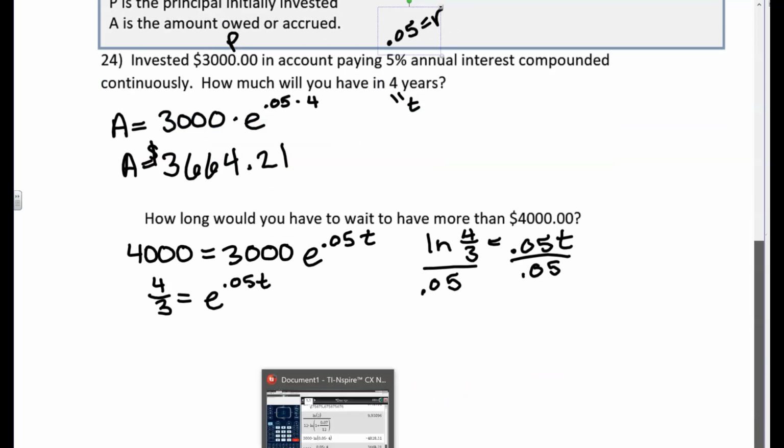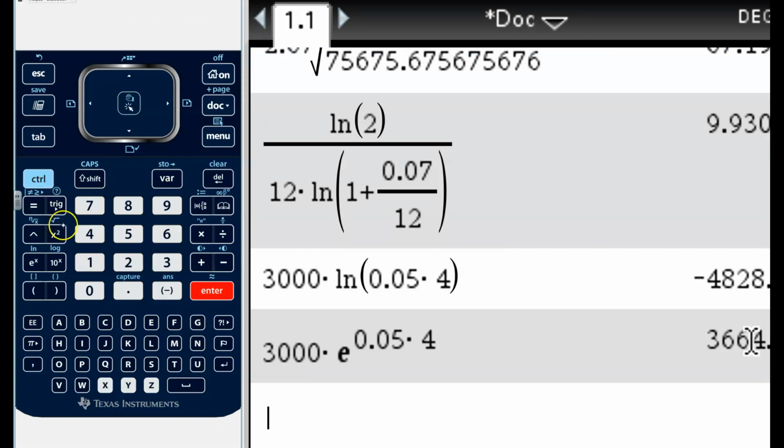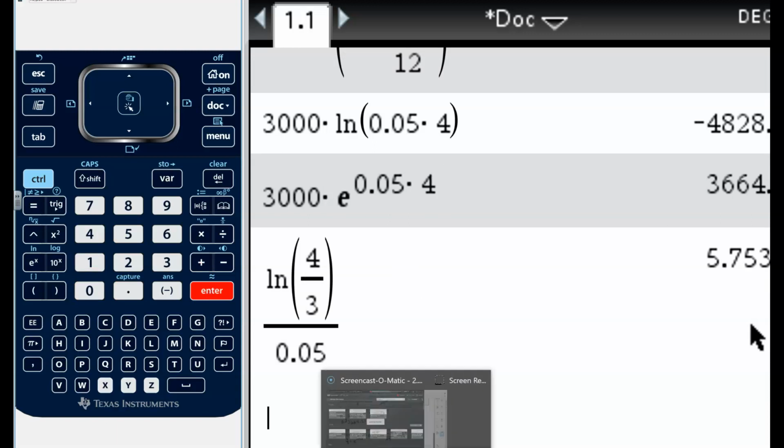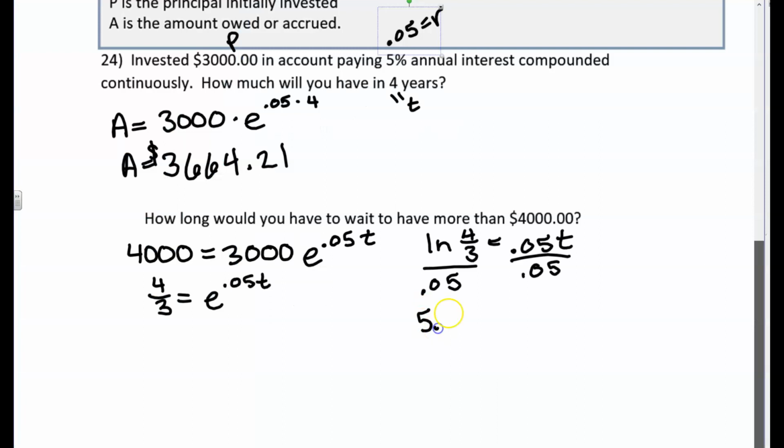So when I do that, I hop back in the calculator. I am this time going to do the natural log of 4/3. Why is this not picking up my keystrokes? Sorry, guys. 4/3 divided by 0.05. Hit enter. And we get 5.753. Come back over here. 5.753 is about equal to t. So you'd have to wait about 6 years if you're rounding to the nearest year to get to that point.